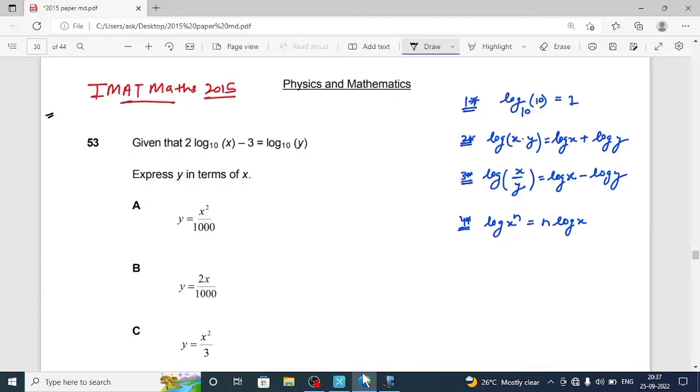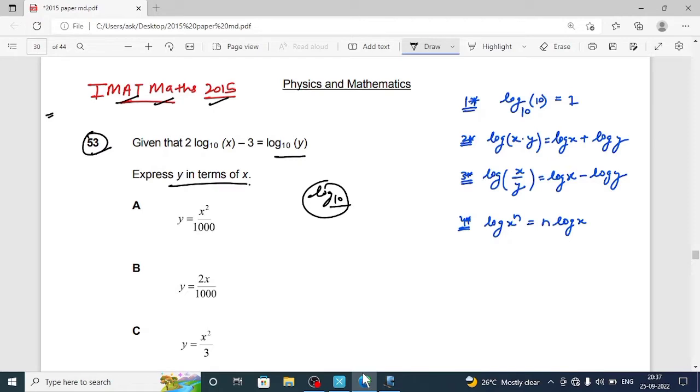Hello everyone, in this video we will discuss the whole question of IMAT math this session. Come to question number 53. In the question we are given that 2 log x minus 3 equals log y, and notice that the logarithm is with base 10. Express y in terms of x.